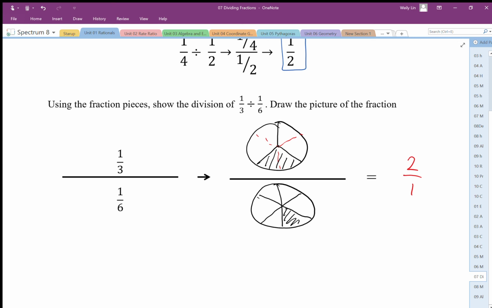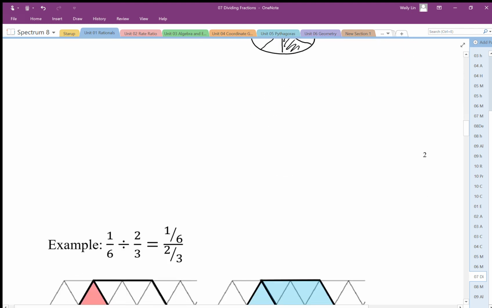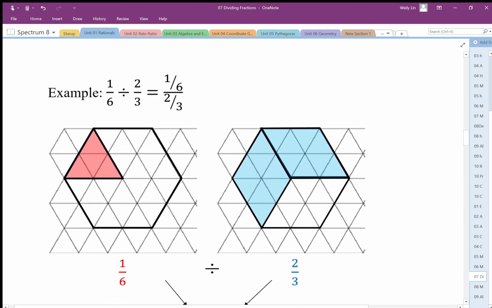And again, another way we can think of division is, how many 1/6 fit into 1/3? Well, yeah, there's 2 whole 1/6 that fit into a 1/3 fraction. So the answer should be 2. So this idea of divide as a ratio helps us think of fraction division. We can just compare fractions as a ratio.